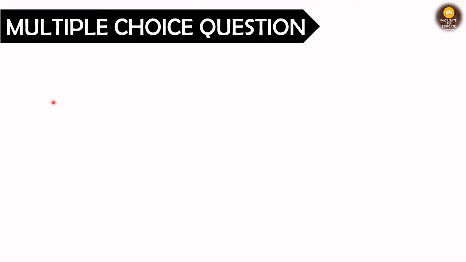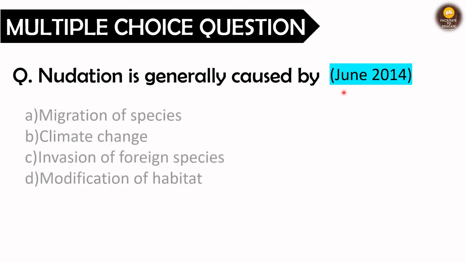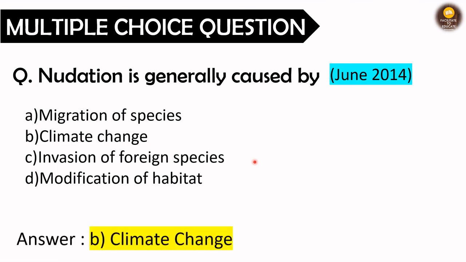So the fourth and the final question of this video is, nudation is generally caused by. This has been asked in June 2014 paper. The options are migration of species, climate change, invasion of foreign species, and modification of habitat. This is a very easy question, I guess. So the correct answer to this question is climate change. So the general cause of nudation is climate change.